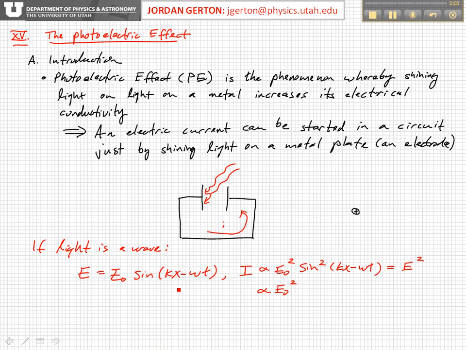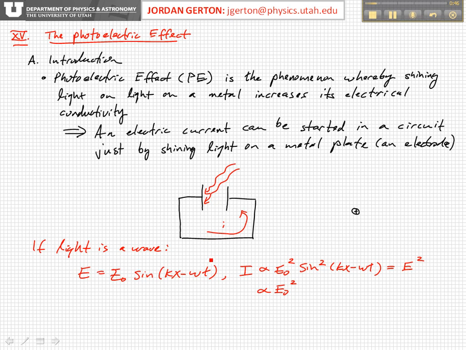So we would expect, if light behaved as just a classic wave, that the intensity of a light wave would be proportional to the square of the amplitude of the electric field. We'd expect that if we cranked up the electric field, so we crank up the intensity, that wave would carry more energy. Just like a water wave with larger amplitude carries more energy, we would expect more photoelectric current to be generated when the intensity is cranked up.